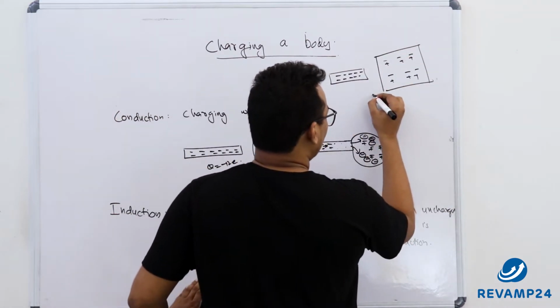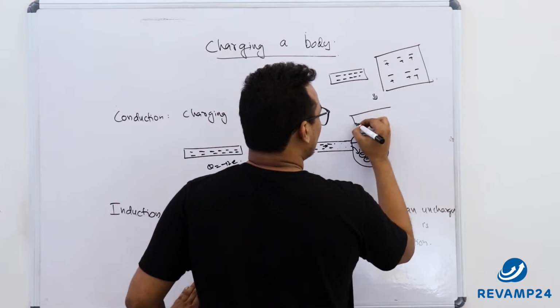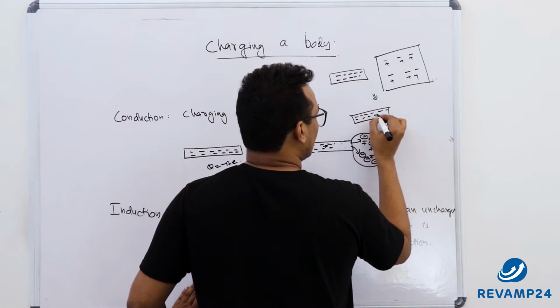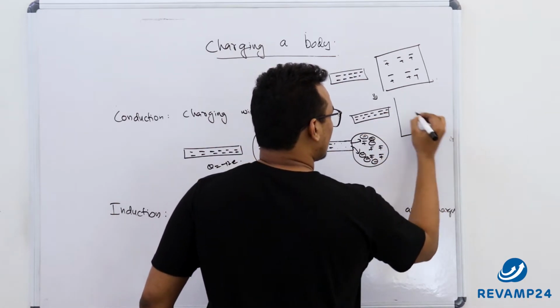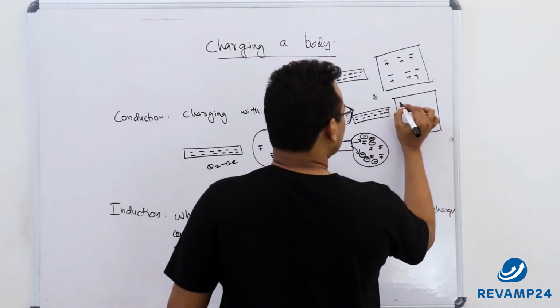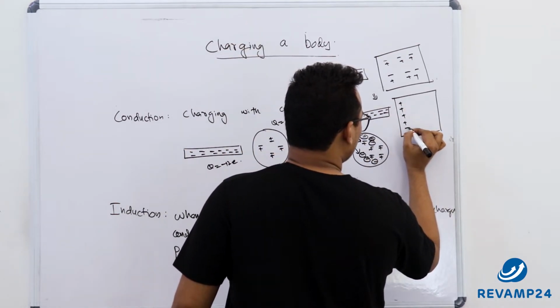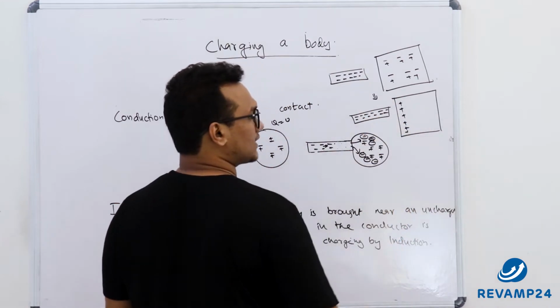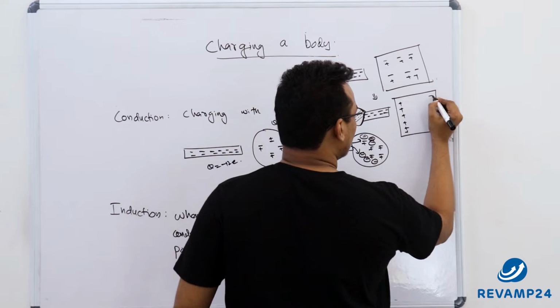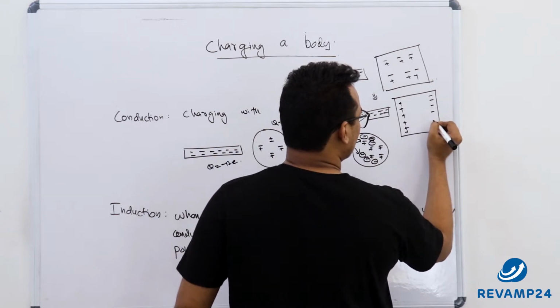So what is the outcome? We have a charged body with 1, 2, 3, 4, 5, 6, 7, 8, 9, 10, 11, 12 electrons. When we bring it near an uncharged body, the positive charges will come here. Why? Due to attractive force. Unlike charges attract, like charges repel. So 6 charges will go here.